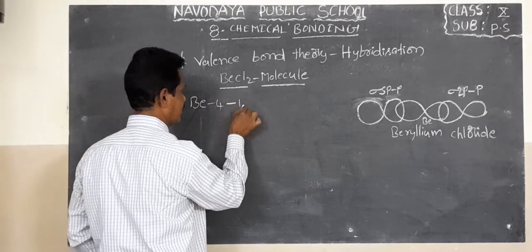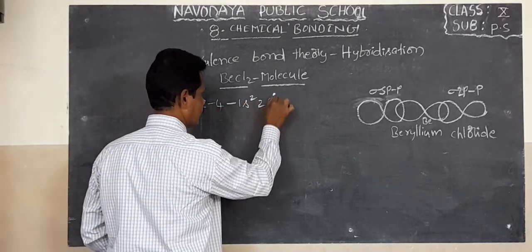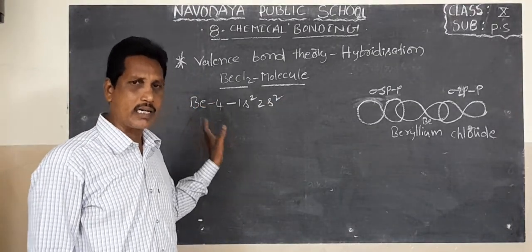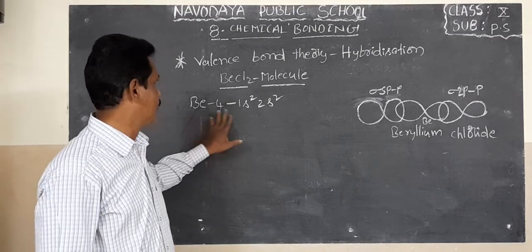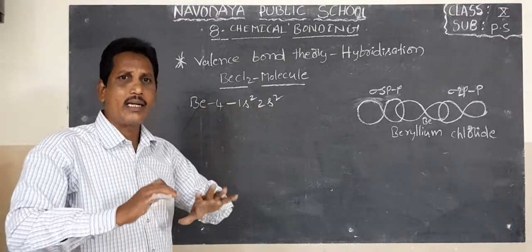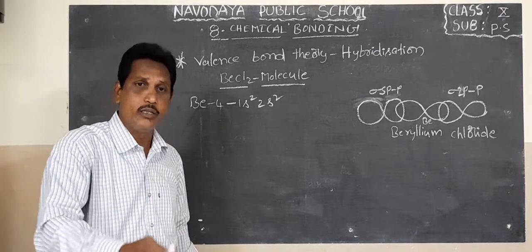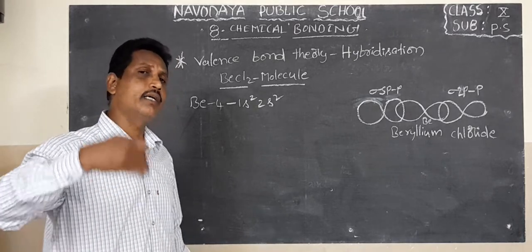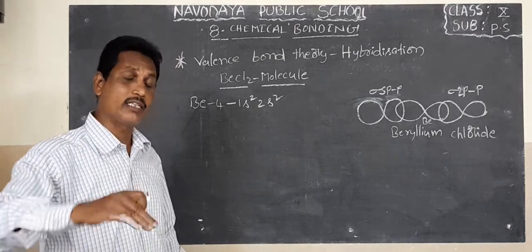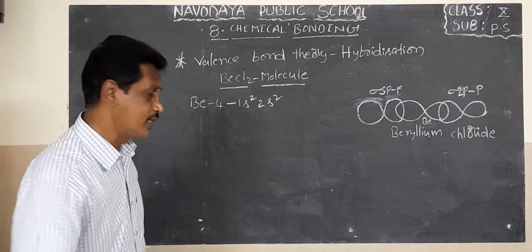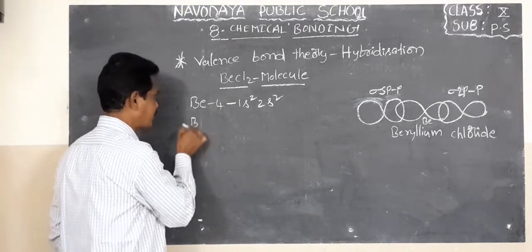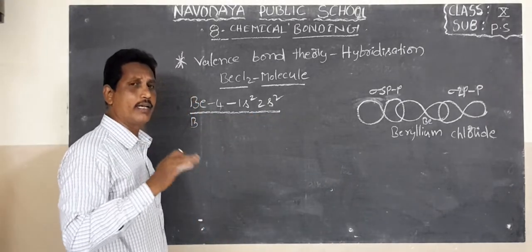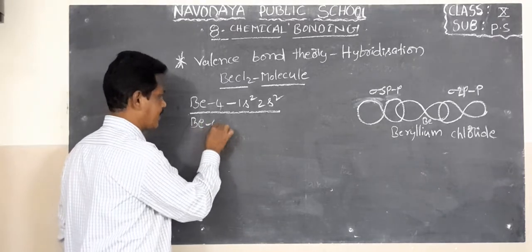Its electronic configuration, we know, is 1s2, 2s2. This is the general electronic configuration of the beryllium atom. Now, the electronic configuration of beryllium in its excited state.